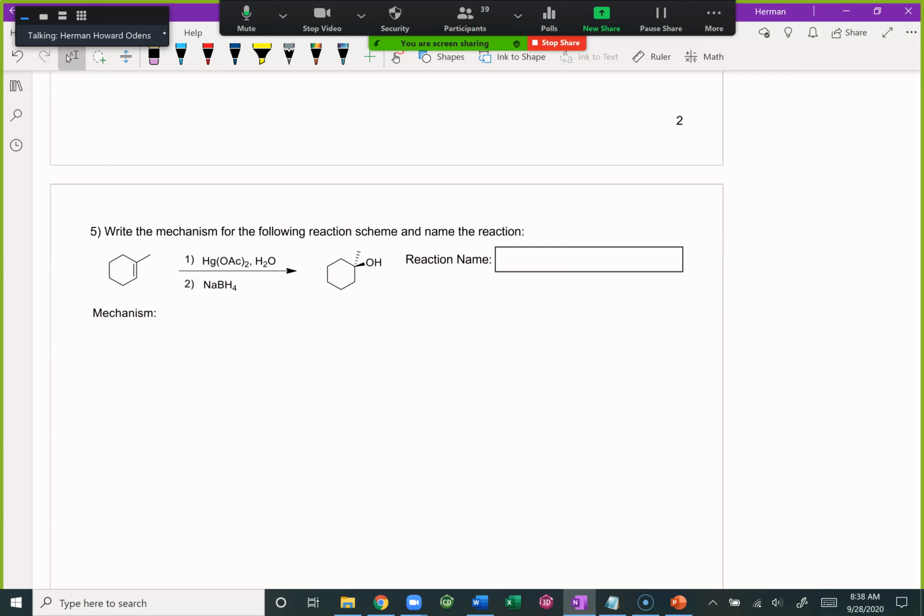Notice that this reaction has a name. So I put a box here. Does anybody know the name of this reaction? You can look it up. I'll give you a minute. You can look it up on my notes. But it's time for you to start thinking in terms of named reactions.